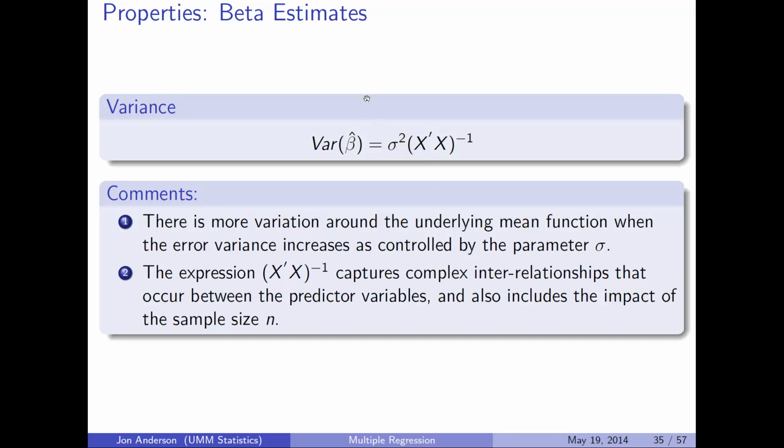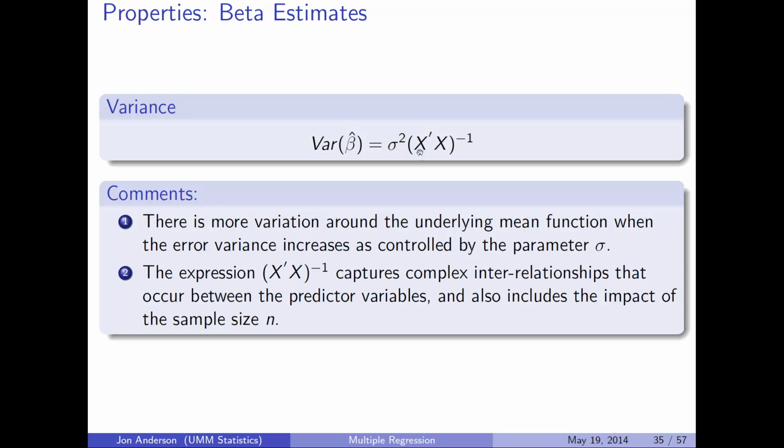In fact, going down the main diagonal is going to be the variance of every one of our betas. The first row and the first column of this matrix is going to be the variation of beta naught hat. The second row and second column is going to be the variation of beta 1 hat, and so forth, down to the very last row and column on the diagonal, and that'll be the variation of beta hat P.